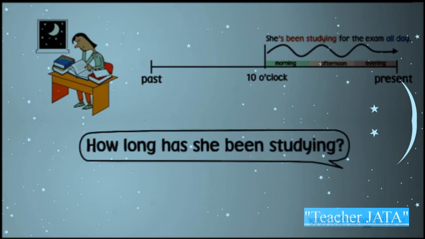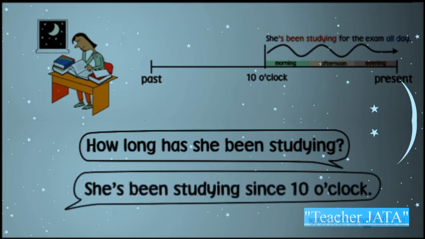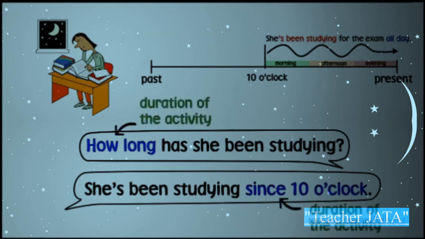How long has she been studying? She's been studying since 10 o'clock. We often use the present perfect continuous to ask or answer the question how long when an action is still happening and we want to emphasize how long the activity is taking.